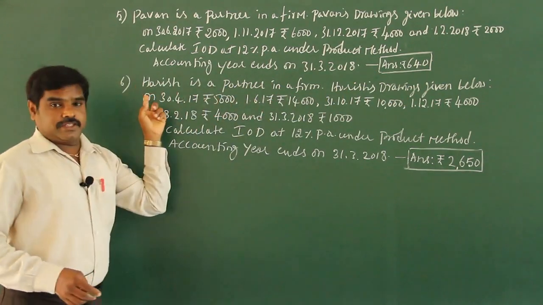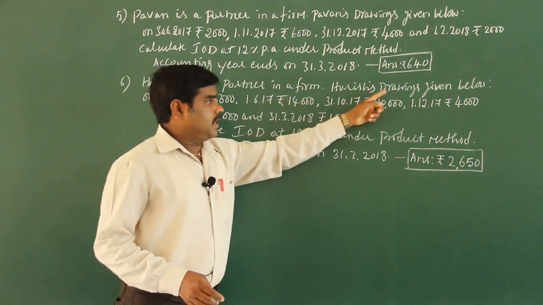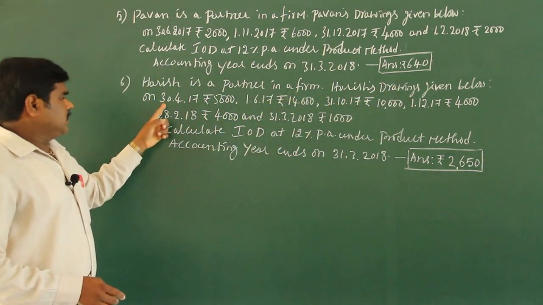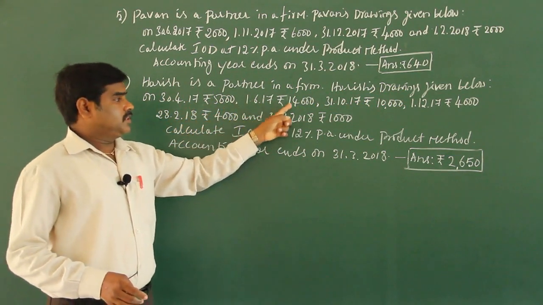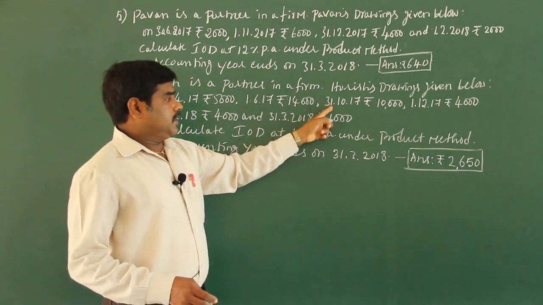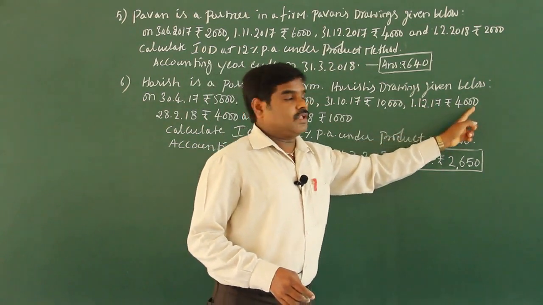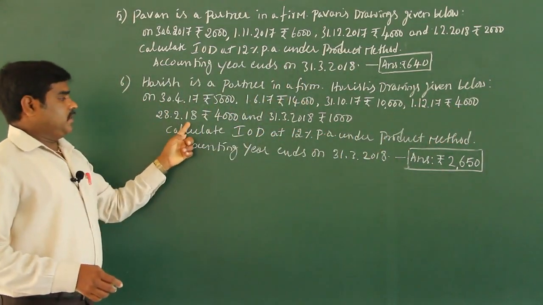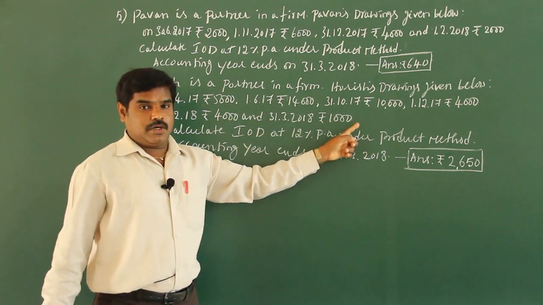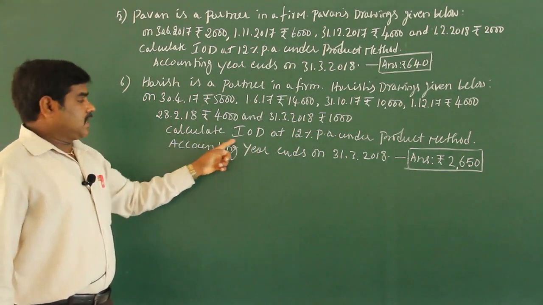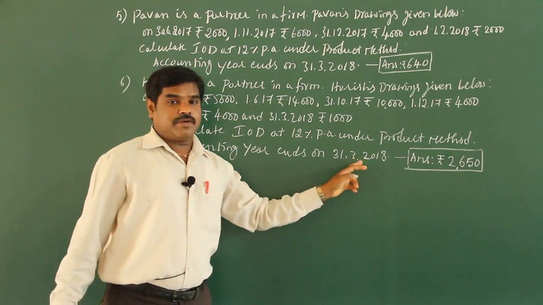Next, coming to the next problem. Problem number 6 for the homework. Harish is a partner in a firm. Harish's drawings are given below. On 30th 4/2017 5,000 rupees is drawn. On 1/6/2017 rupees 14,000 is drawn. On 31/10/2017 rupees 10,000 is drawn. On 1/12/2017 rupees 4,000 is drawn. 28 February 2018 4,000 rupees is drawn, and 31st March 2018 rupees 1,000 is drawn for personal use. Calculate interest on drawings at 12% per annum under the product method. The accounting year ends on 31st March 2018.